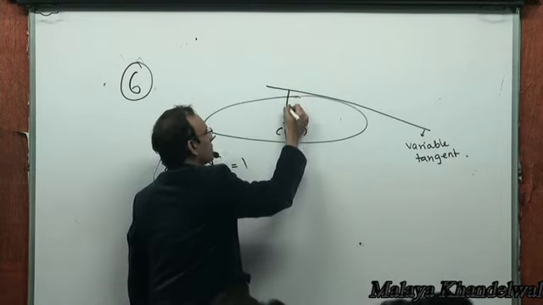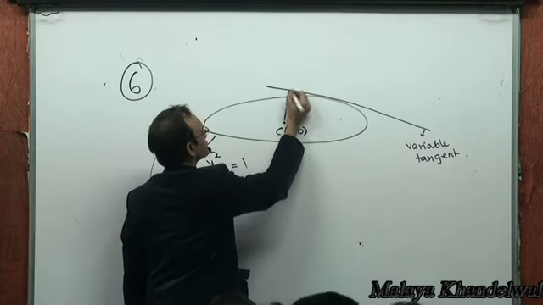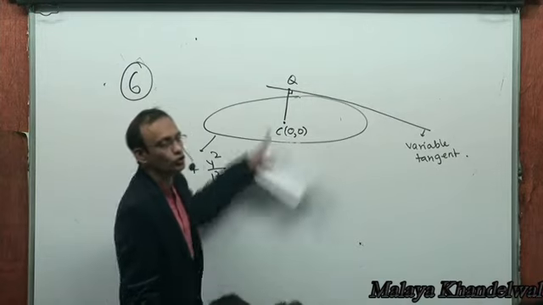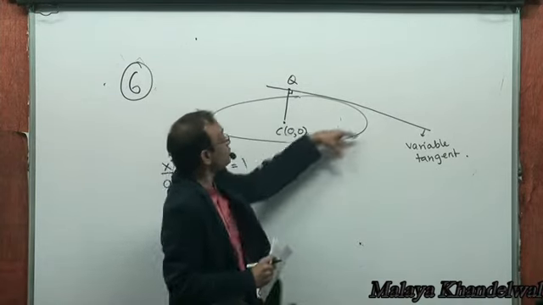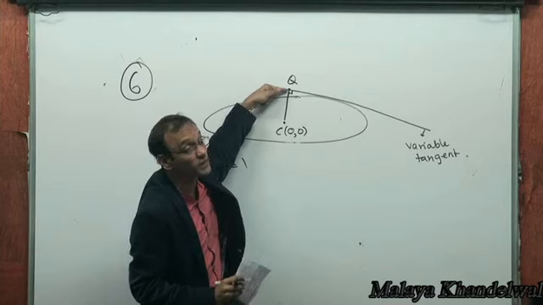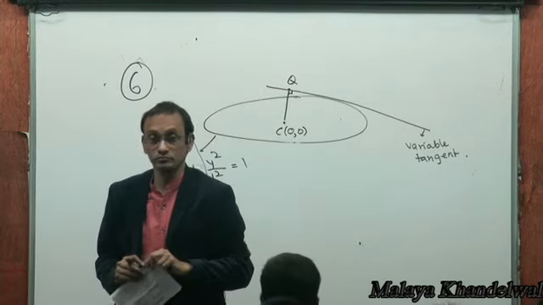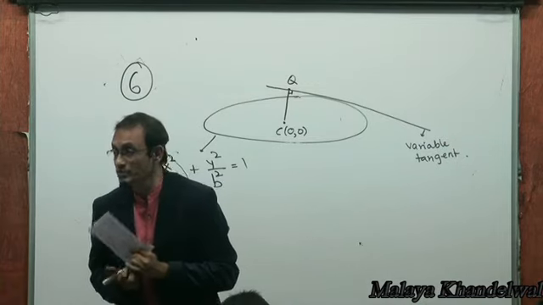From C, we drop a perpendicular onto the variable tangent. Say Q. Q is the foot of the perpendicular from C onto the variable tangent. So if I keep moving the tangents, the point Q keeps moving. I want to be able to find the locus of Q. This is what we want to be able to do.